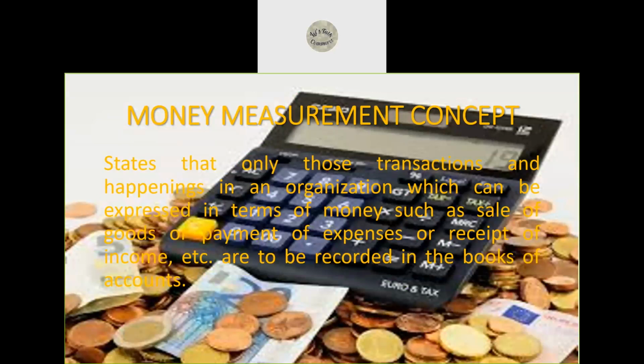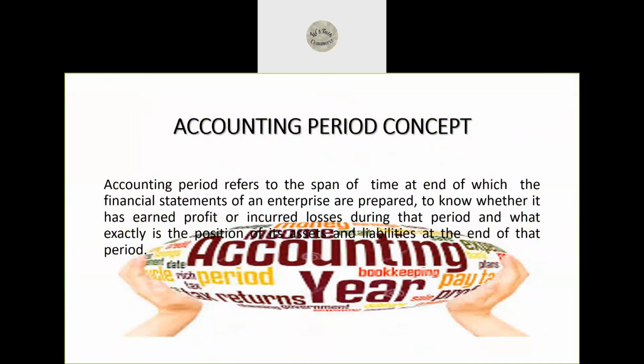For example, ill health of manager, death of a trustworthy employee, good working conditions in the organization, all the happiness. We cannot record all these things in the books of accounts. Then coming to accounting period concept. Accounting period concept says that the life of the business is divided into time interval of 1 year, and that 1 year is known as accounting period. That accounting period can be financial year or it can be calendar year, and on the basis of that we make our accounts.